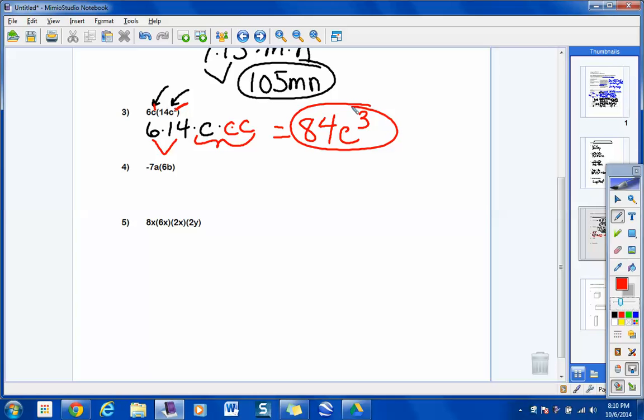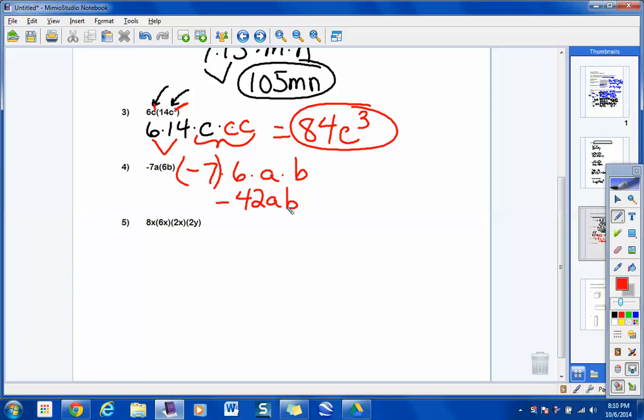All right. So 84c to the third is what I need there. Here, negative 7 times 6 in example 4 times a times b. You guessed it. Negative 42ab.